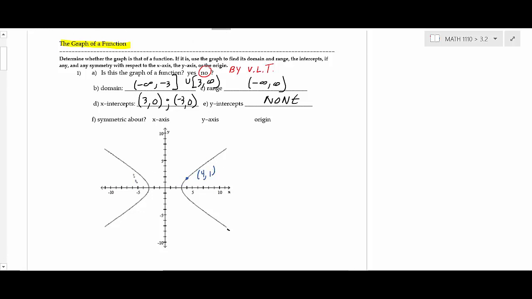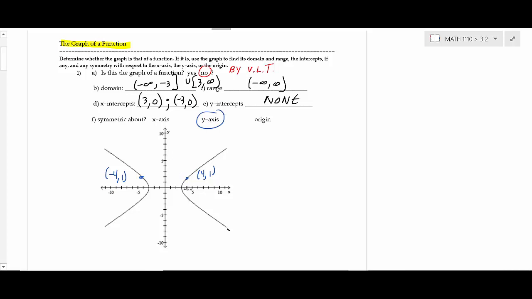So notice you have (4, 1). And then over here, and I'm approximating that, that's (-4, 1). Now that's what makes it symmetrical about the y-axis: when you have opposite x's, you have the same y. So without a doubt, that's symmetric about y.